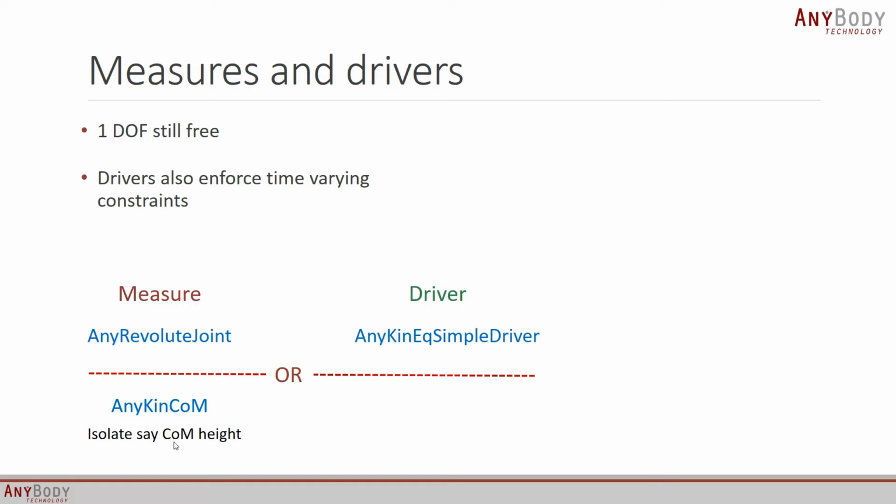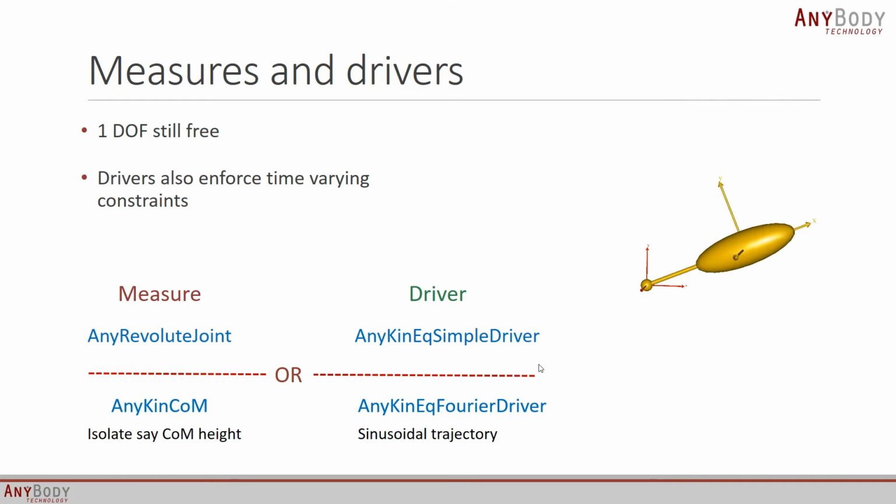And I could have isolated one of the three coordinates, which corresponds to the height of the center of mass. I could then have used a driver such as this one, which is called AnyKinEqFourierDriver. This is the class that is used to drive a certain measure along a trajectory given by a Fourier function. So I can use this to drive the center of mass along a sinusoidal trajectory, and this would have given me a completely different motion from the previous case.